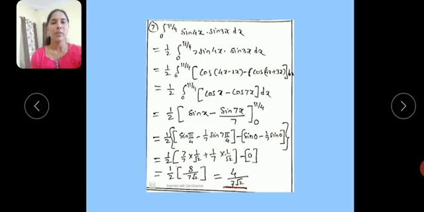This is equal to 1 by 2 of sin x minus sin 7x divided by 7, from 0 to pi by 4. First taking the upper limit pi by 4, then the lower limit 0. Here 1 by 2, the value of x is first pi by 4: sin pi by 4 minus 1 by 7 sin 7 pi by 4, minus sin 0 minus 1 by 7 sin 0.